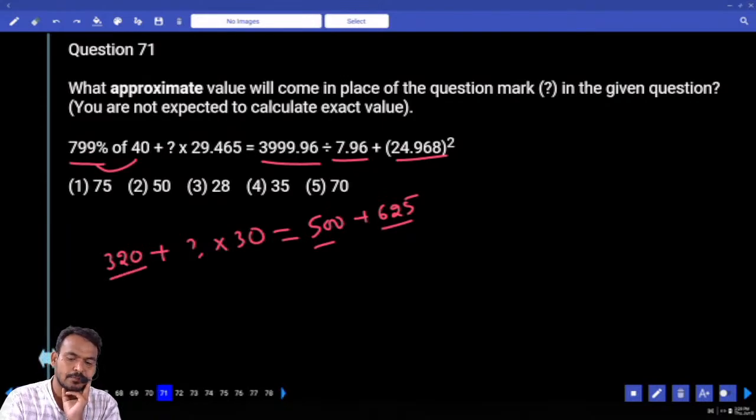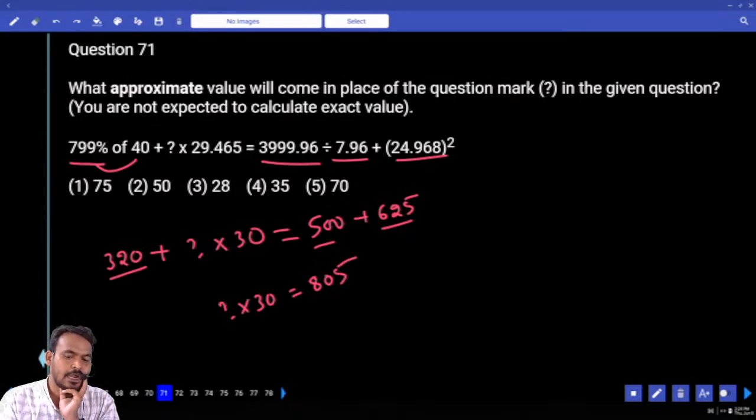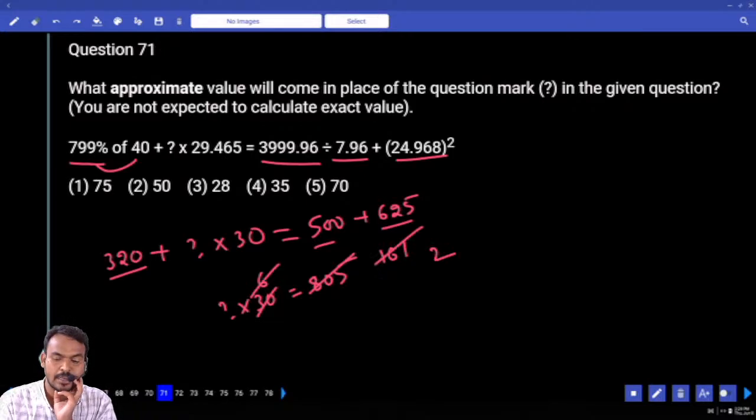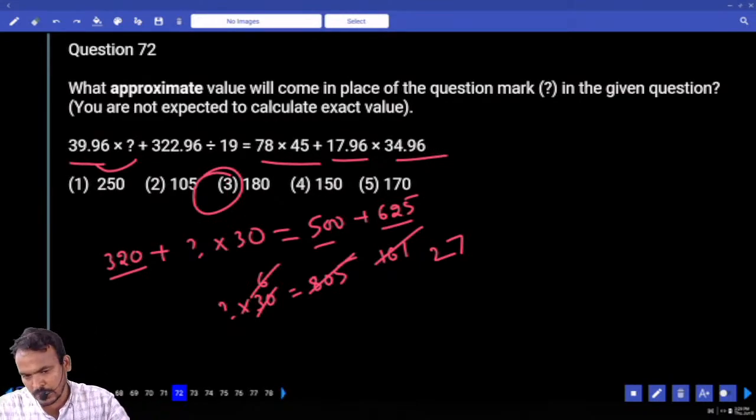320. 320 are subtracting. Then something into 30 is equal to 1125 minus 320, 805 or not? And 5 how many times? 6 times. 5, 6, 160, 1 times or not? Then 6 how many times it is? 2 times. Again 41, almost 7 times or not? What is the nearest value? 28. Next question number 72.